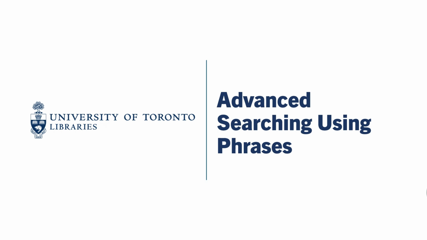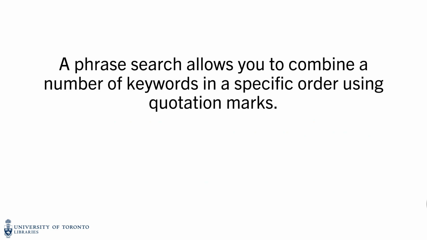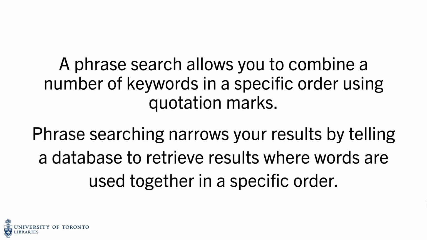Advanced searching using phrases. A phrase search allows you to combine a number of keywords in a specific order using quotation marks. Phrase searching narrows your results by telling a database to retrieve results where words are used together in a specific order.